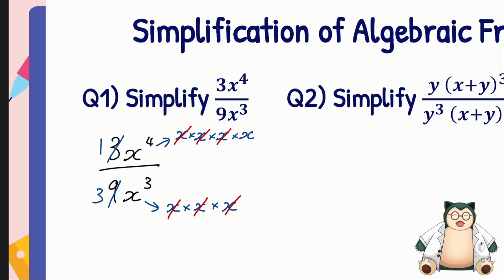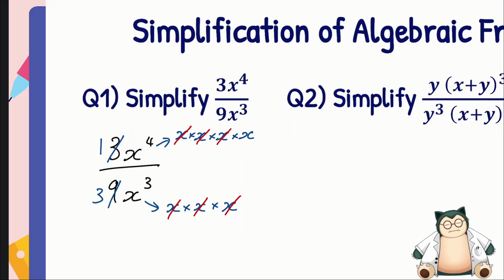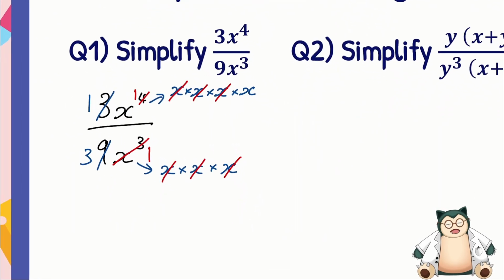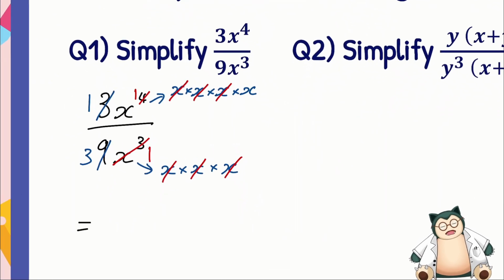We only stop cancelling when there are no other common factors left. So what do you notice? The top is left with x to the power 1, but the bottom is just 1. There's no more x. Essentially we cancelled out the entire bottom x term to form the number 1, and the top to form x to the power 1. Lastly, we are left with the term x over 3.